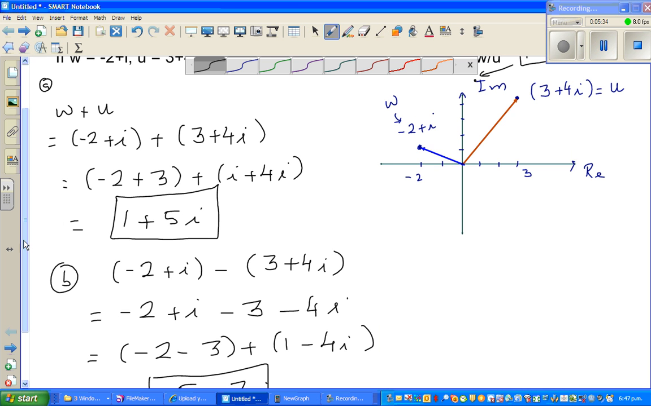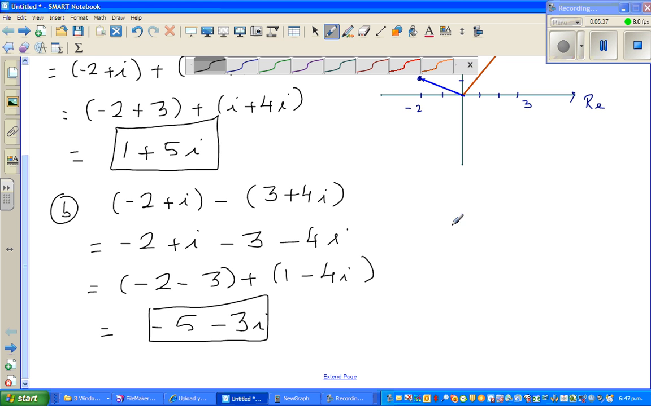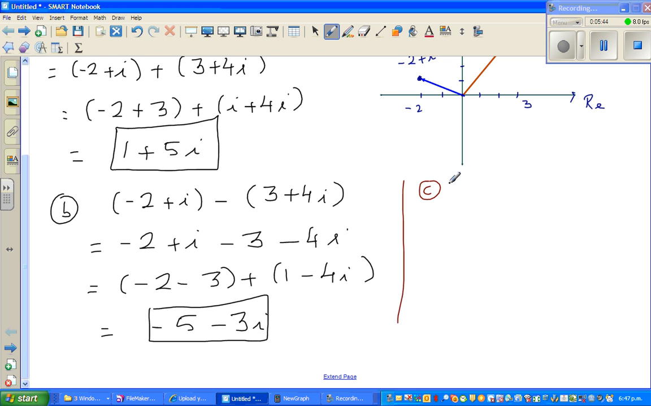Okay. Now when you're multiplying complex numbers, you basically do the same thing, nothing special. So here, for c, you're multiplying them, so you've got minus 2 plus i times 3 plus 4i. So you expand as if you're expanding two brackets. So using the FOIL method, minus 2 times 3 is minus 6, minus 2 times 4i is, sorry, minus 8i, plus 3i, plus 4i squared.